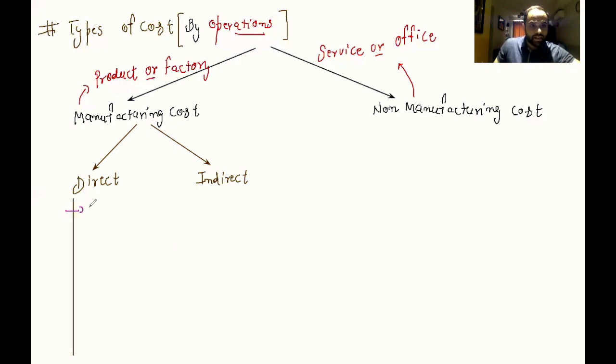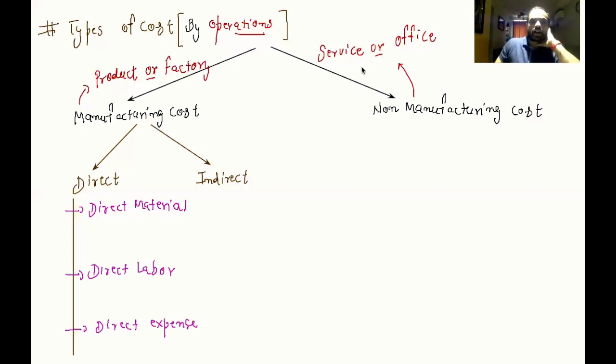First is direct material, second is direct labor, and third is direct expense. Now, direct material means any kind of material directly involved in production. For example, this pen, the plastic, is a direct material. So raw material is a direct material, because raw material is directly involved in production.